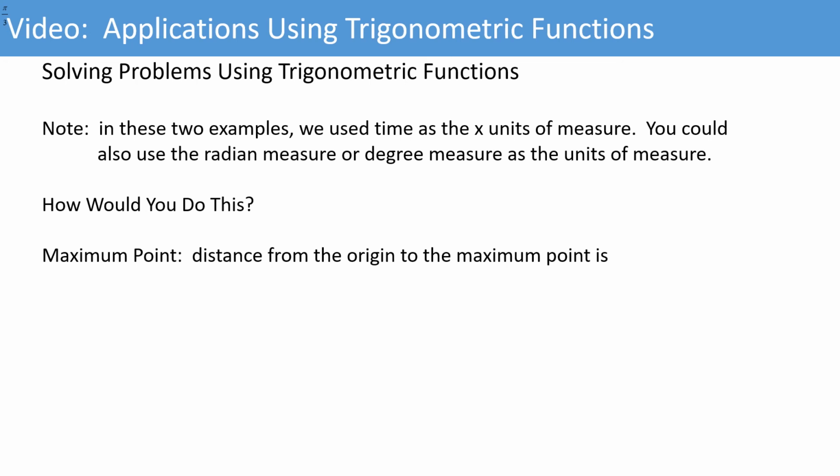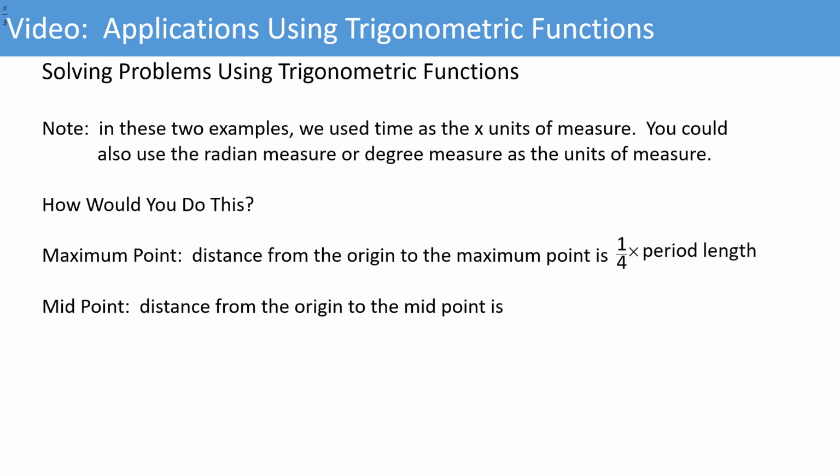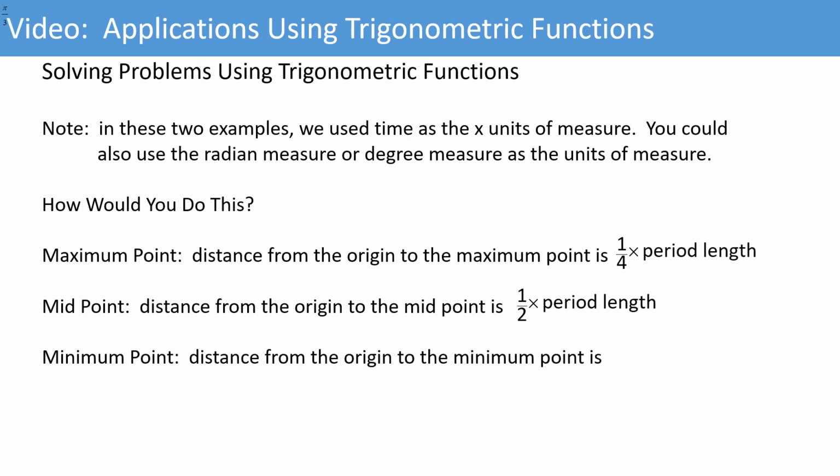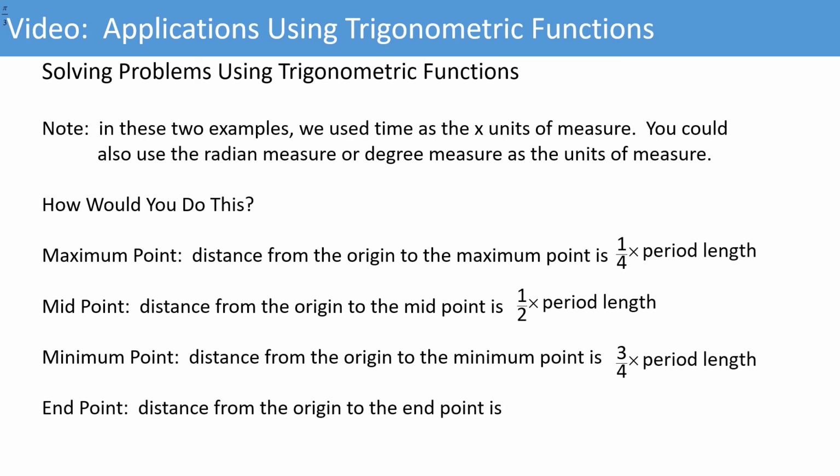We know the answer. The maximum point is the distance from the origin to the maximum point, and it is 1/4 of the period length. The midpoint is the distance from the origin to the midpoint, which is 1/2 of the period length. The minimum point is the distance from the origin to the minimum point. You got it, 3/4 times the period length. And of course, the end point is just the period length.